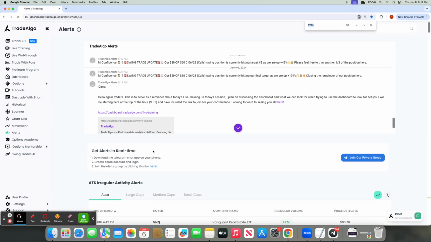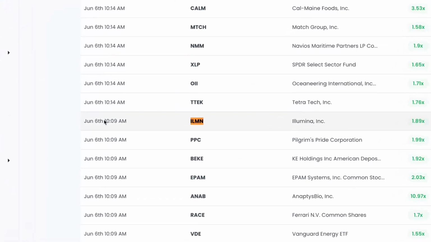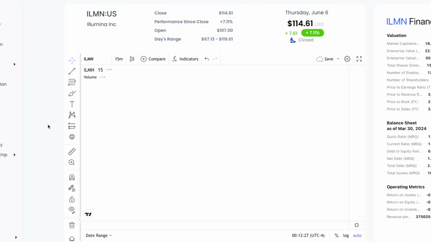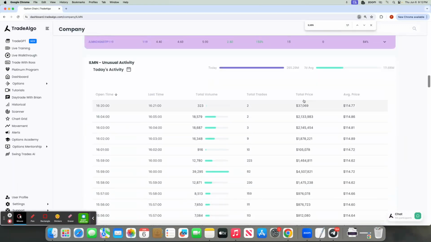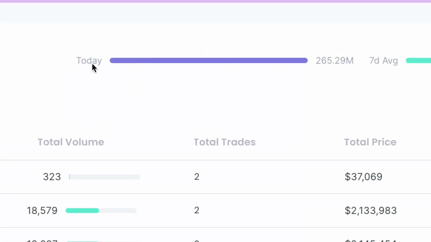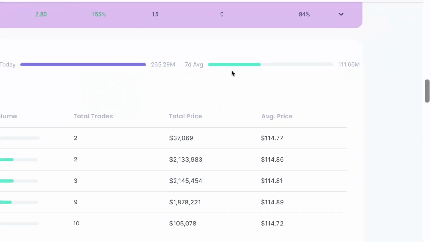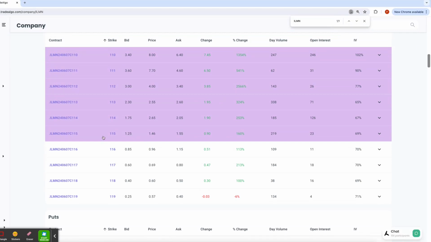We can go here to TradeAlgo's alerts page and see that at 10:09 in the morning, Illumina was recognized by TradeAlgo's artificial intelligence with almost double the amount of institutional activity that it's normally getting. Going here and seeing today that there was over $265 million in institutional unusual transactions on ILMN, and on a 7-day average, they're only doing about $111 million. So almost triple what they're doing on a 7-day average.